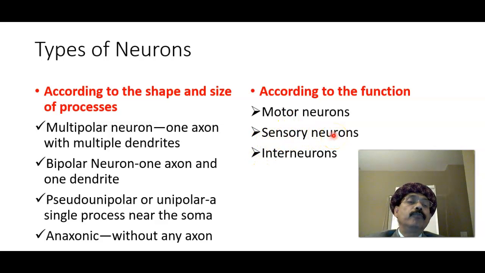Sensory neuron, the posterior root ganglion contains the sensory neuron. Interneuron connects the other neurons that make a circuit. It may be a multipolar interneuron or it may be an axonic neuron.